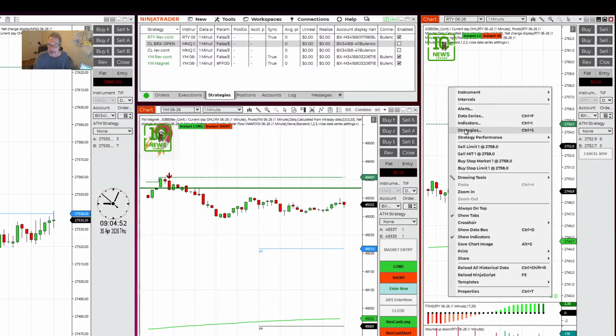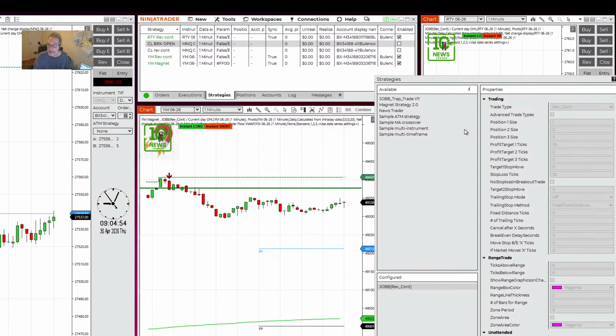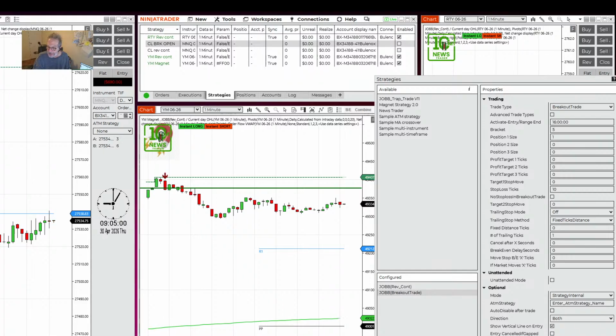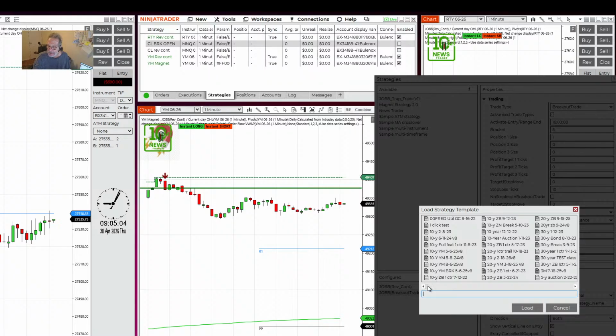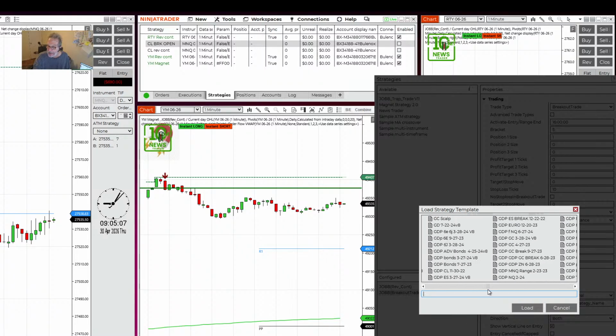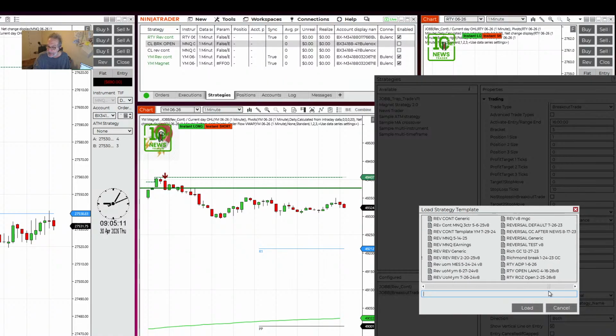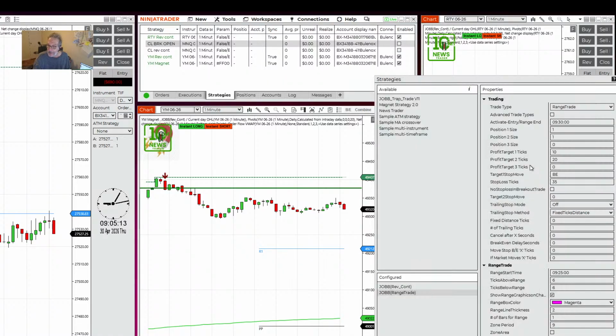Let's set up our RTY range trade. Click News Trader. I'm going to load my template because I saved it. I'm looking for my RTY template. It's a range trade, okay?